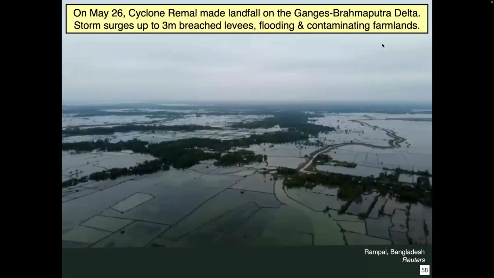So starting with this example, I'd like to talk about how on May 26th of 2024, Cyclone Remal made landfall on the Ganges-Brahmaputra Delta. As a result, storm surges of up to 3 meters propagated inland and breached levees, causing widespread flooding and contamination of farmlands with saltwater. An example of this is shown here from Rampal in Bangladesh. So here's this example of a levee breach right here.